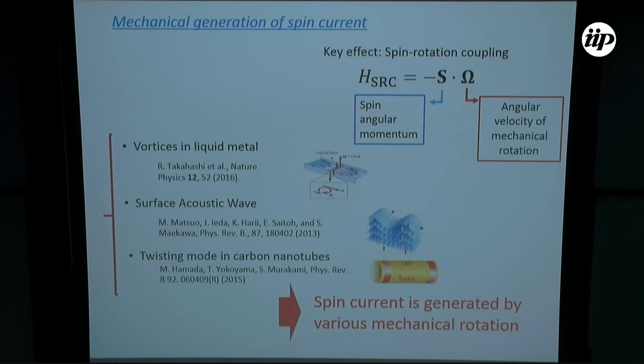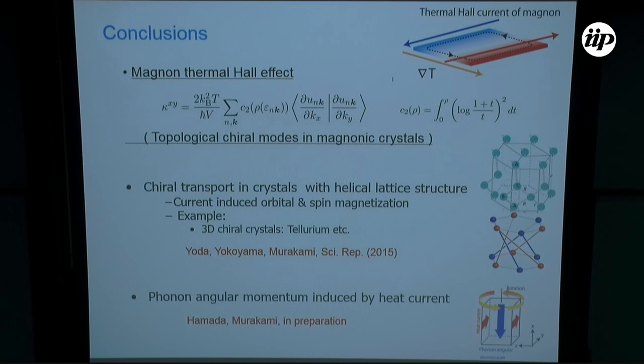And for the metallic case, as I said, this kind of rotational motion of phonons will partially convert into electronic spins via spin-rotation coupling, which has been studied in some contexts. So in the metallic case, it might be converted to spins somehow. And this is a summary. Thank you very much for your attention.